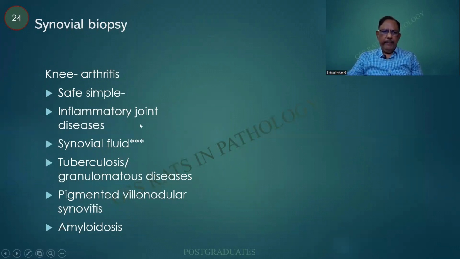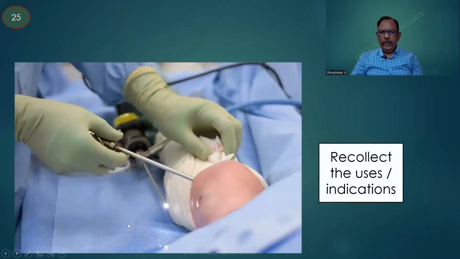The synovial biopsy, for example in a knee joint arthritis, is safe. It can be done for chronic inflammations. Synovial fluid can be aspirated. Granulomatous diseases such as tuberculosis can be diagnosed. So also pigmented villonodular synovitis or amyloidosis. So this is a procedure. Obviously, it is very aseptic and advanced. Also, there can be a visualization of the picture within on a computer screen. I would like you to kindly recollect the uses and the indications of arthroscopy and synovial biopsy.